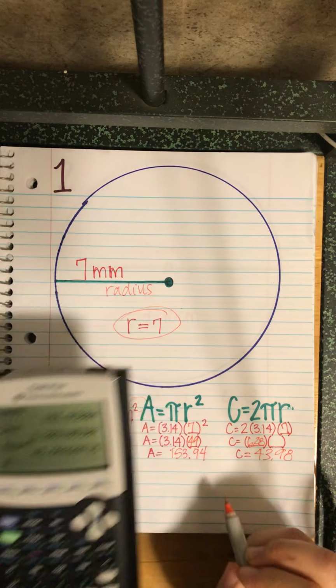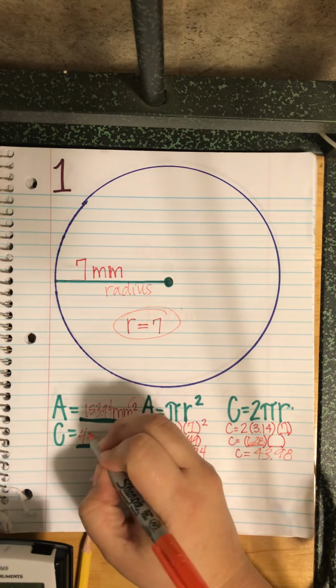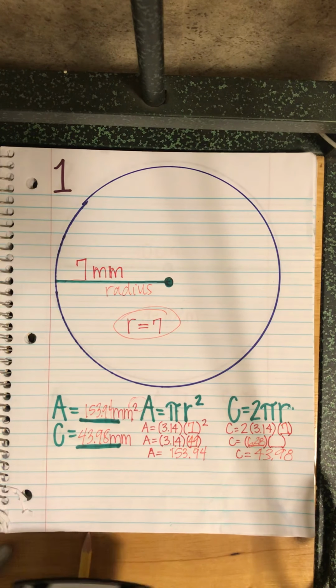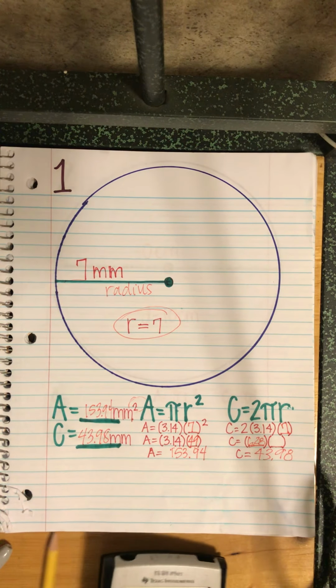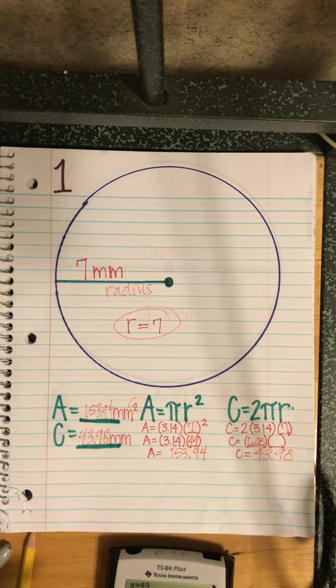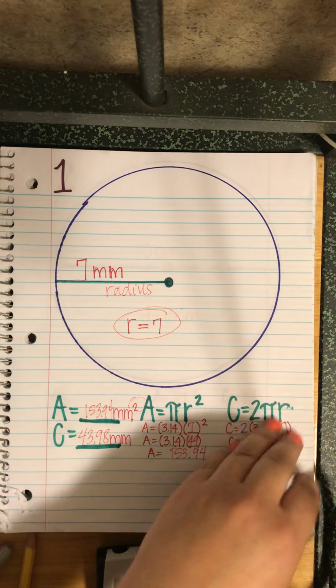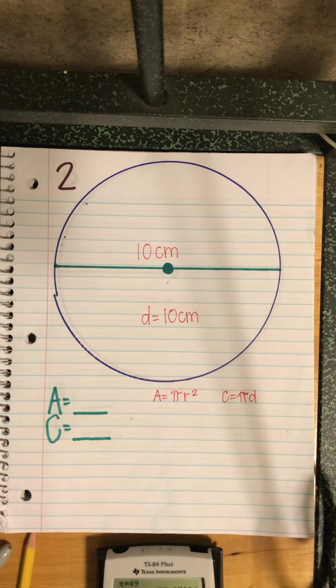43.98. So we're going to put 43.98 millimeters. Follow along, you do not have to square that off. Okay, so let's continue with this question number 2.